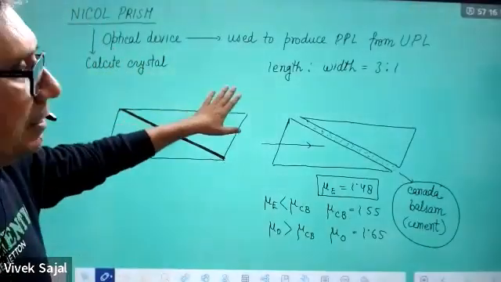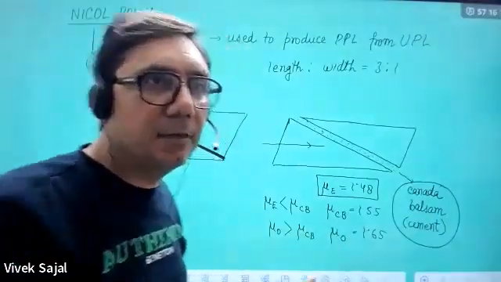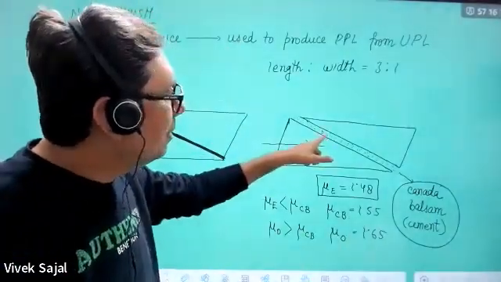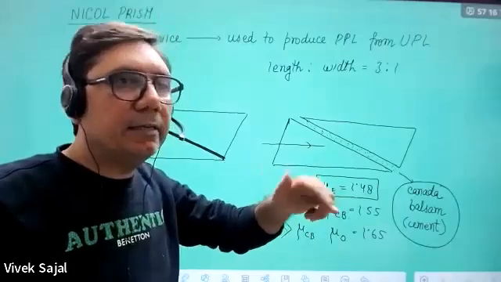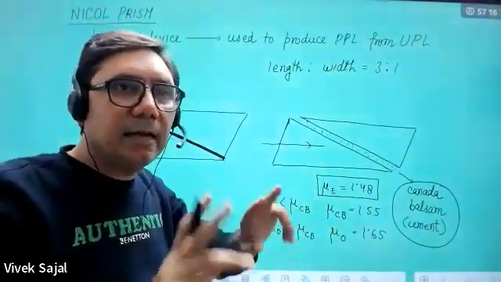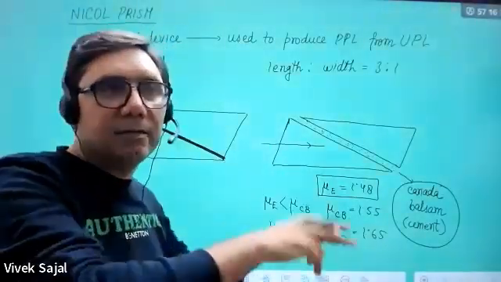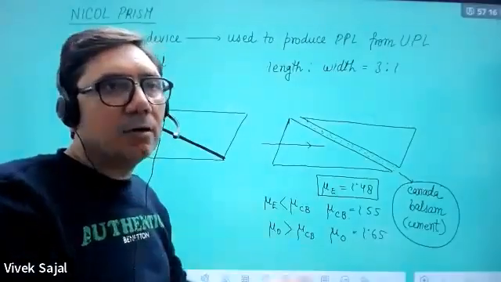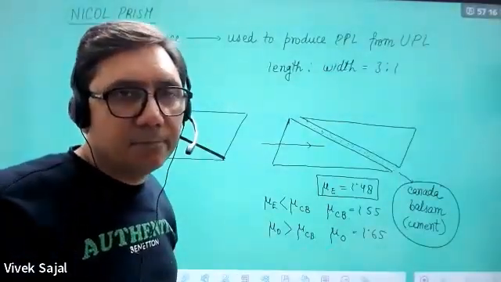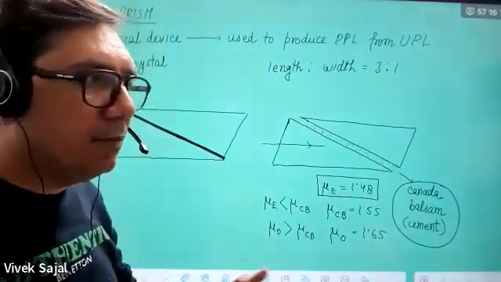Calcite is a doubly refracting medium, but Canada balsam is not a doubly refracting medium. Here in the Canada balsam region, O ray and E ray will be the same. O ray and E ray have their existence as O ray and E ray only in a doubly refracting medium. In an ordinary medium, they will be the same. Both the O ray and E ray will behave the same.